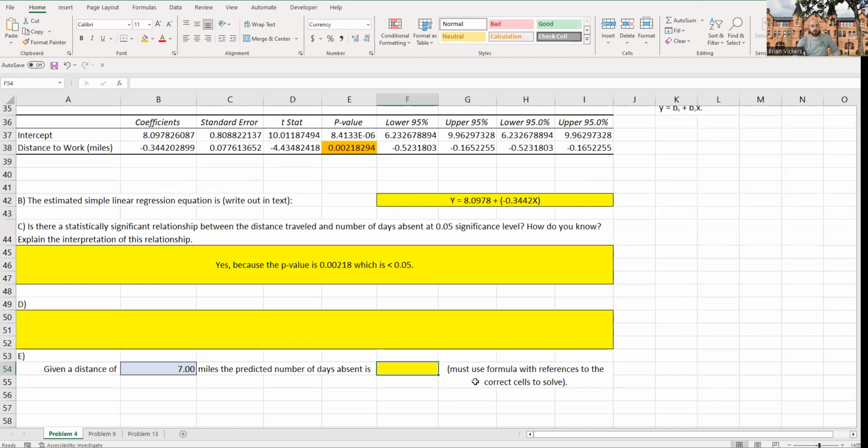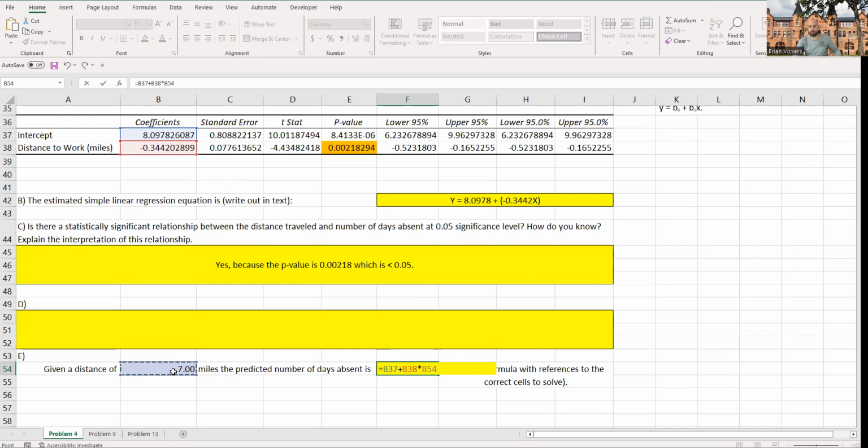So I did make a note on the very first tab: you must use a formula with references to the correct cells in order to solve this. Well, this 8.0978 is written right here, and this negative 0.3442 is written right here. So all I have to do is make references to these cells, and it'll create this formula. The predicted value is equal to this number plus this number times 7. That's the x in this formula. So the intercept plus the slope times x.